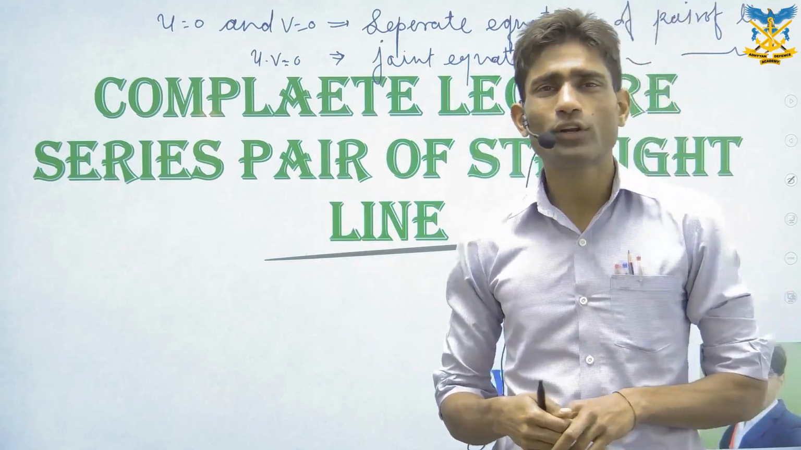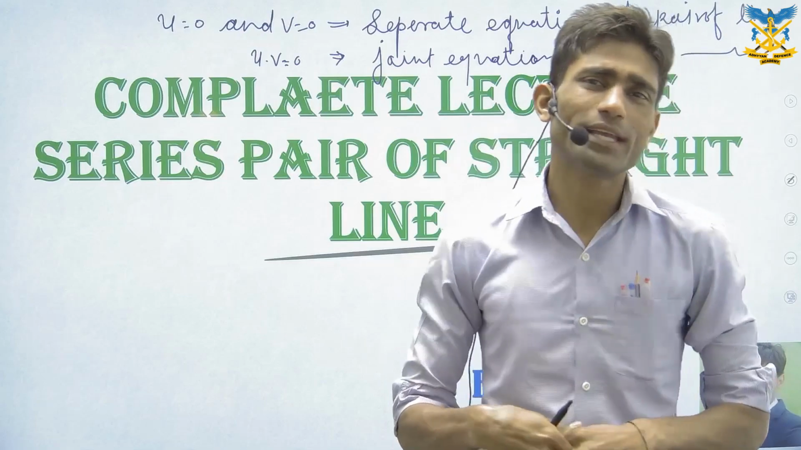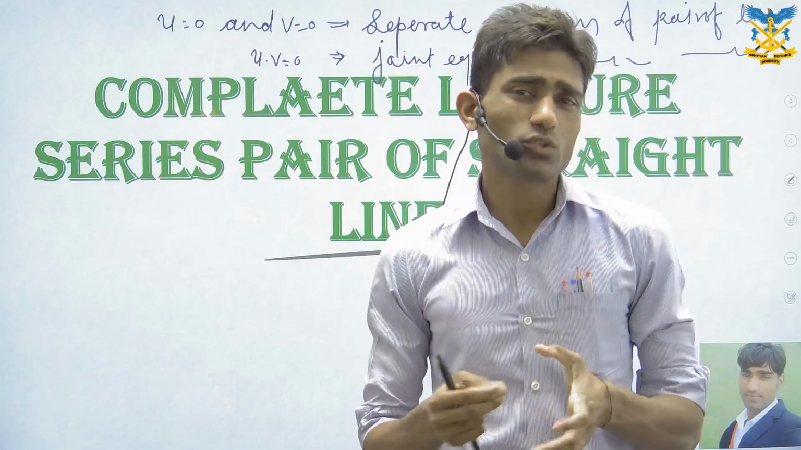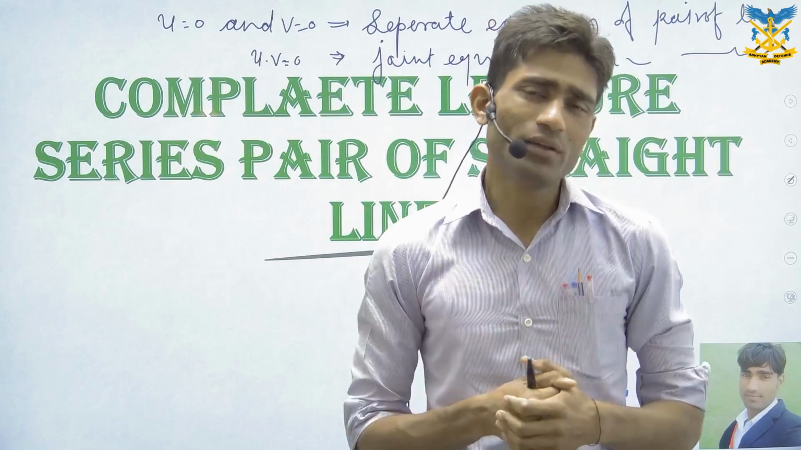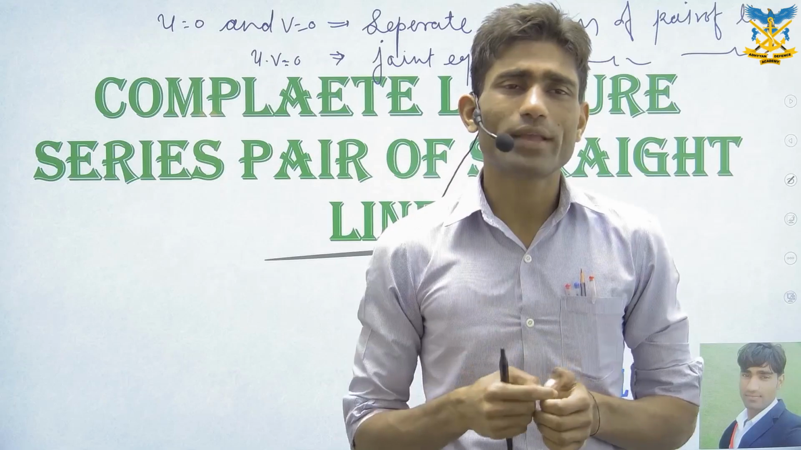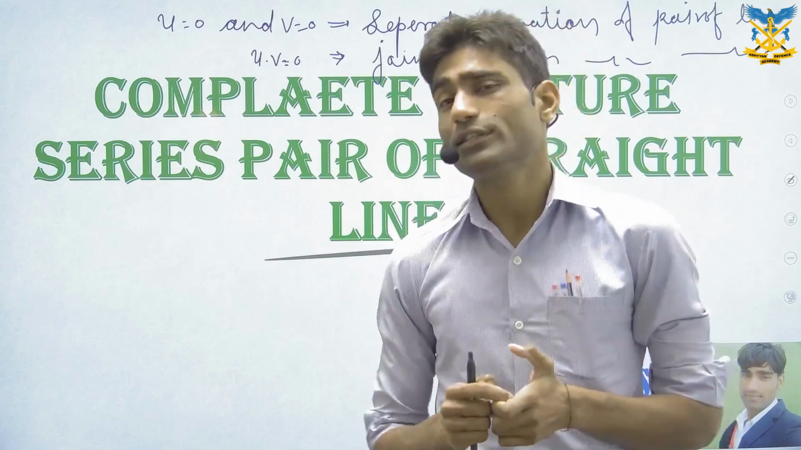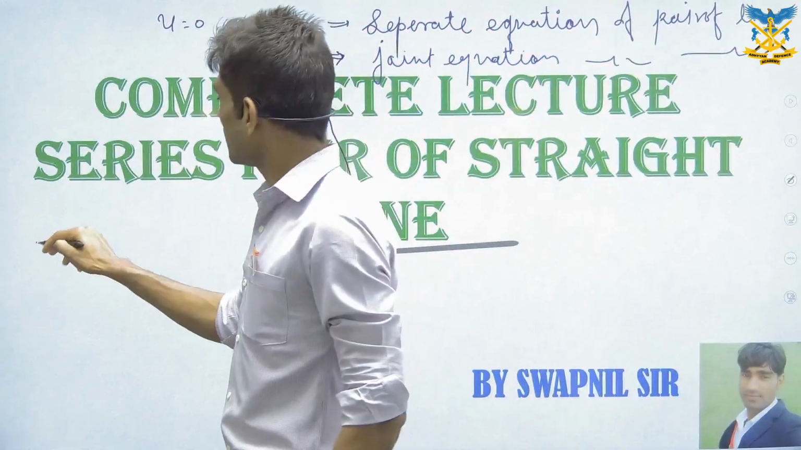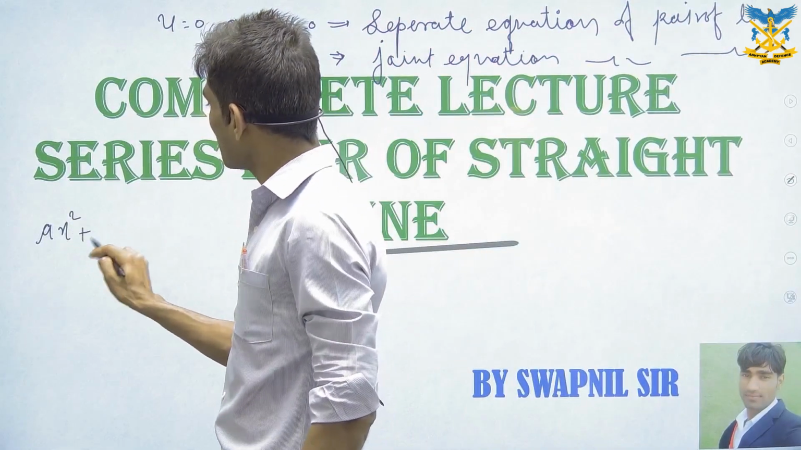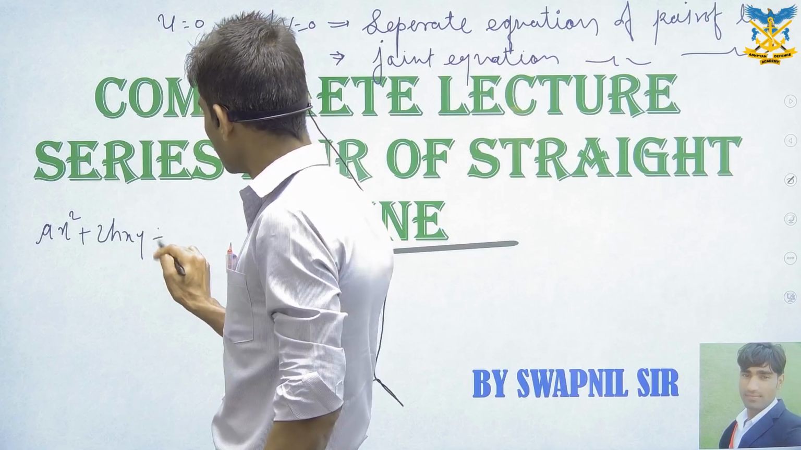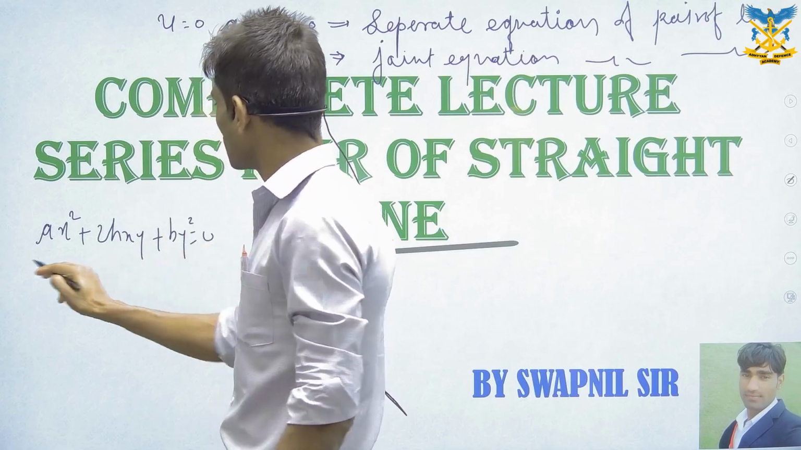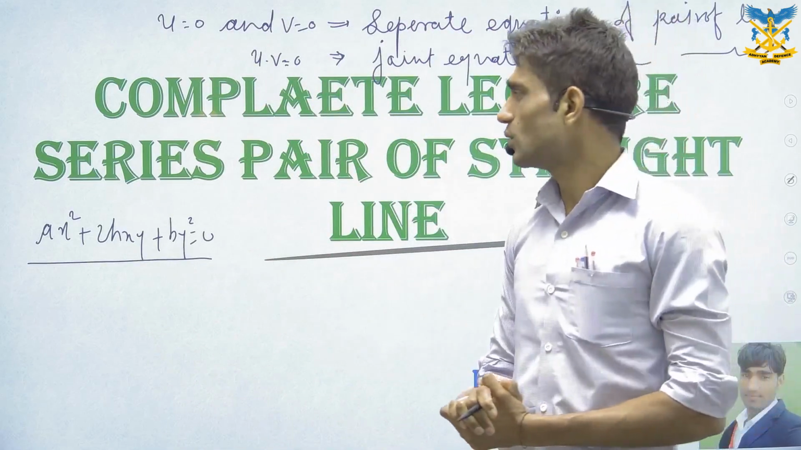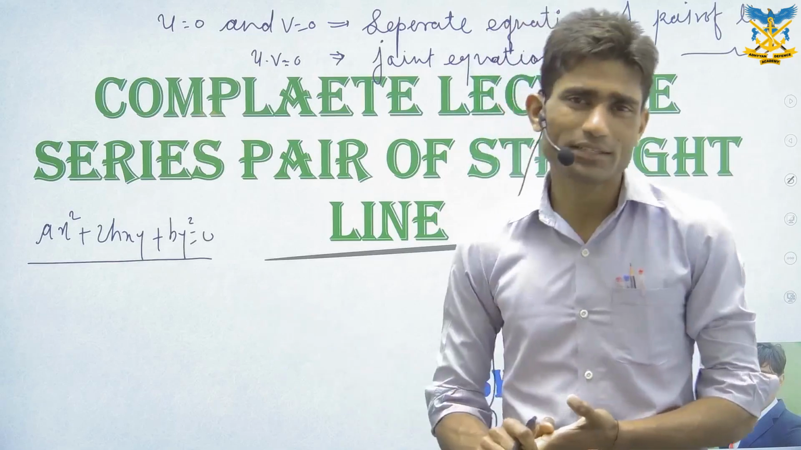After that, we will go for the homogeneous equation of degree 2. A homogeneous equation means an equation like ax square plus 2hxy plus by square, where the degree is 2. So if I consider ax square plus 2hxy plus by square equal to 0, this is the homogeneous equation of degree 2. I hope these are the basic concepts for you all.